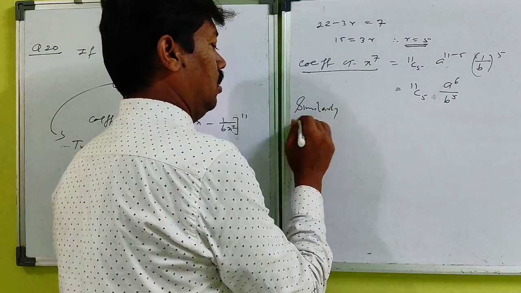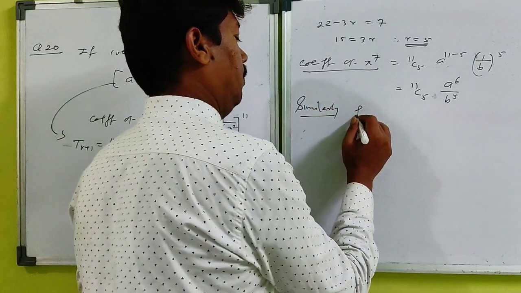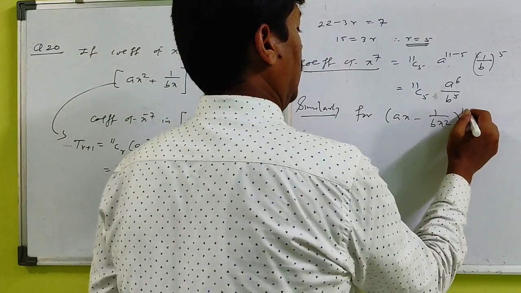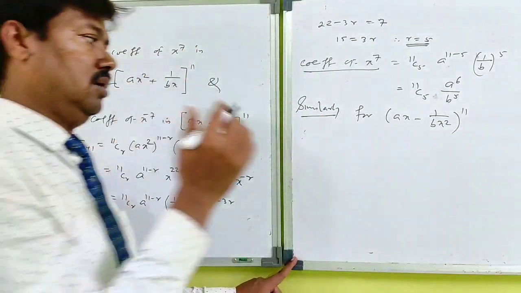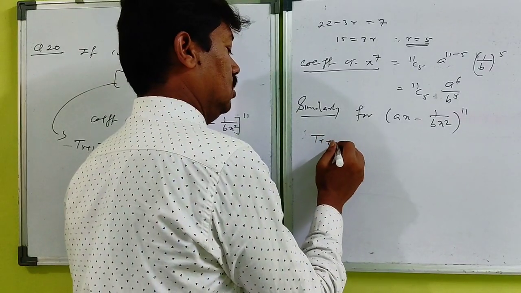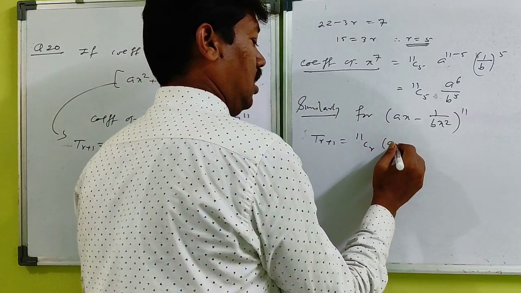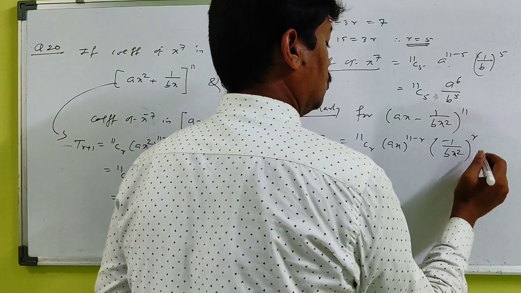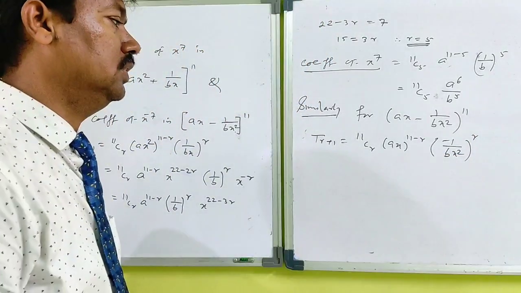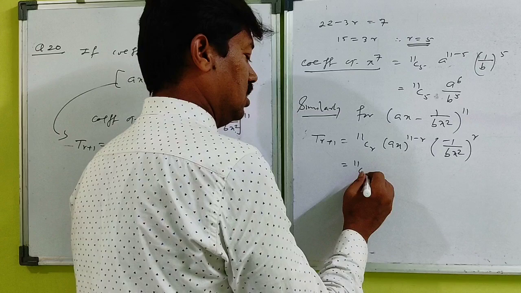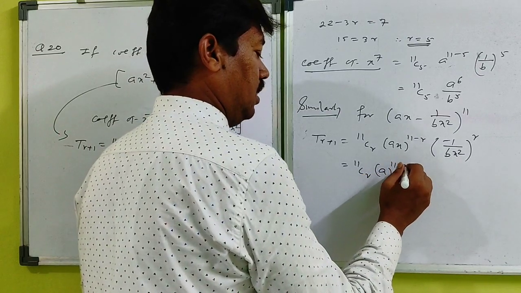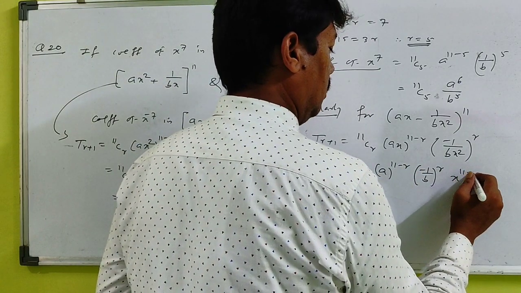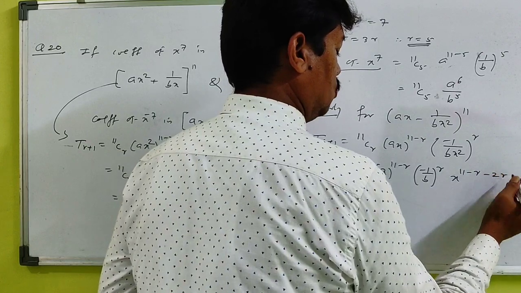Similarly, for (Ax minus 1 upon Bx²) raised to 11, in this case, T(R+1) is equal to 11CR (Ax) raised to 11 minus R, times (minus 1 upon Bx²) raised to R. Again collecting the constant terms, A raised to 11 minus R, minus 1 upon B raised to R, x raised to 11 minus R minus 2R.